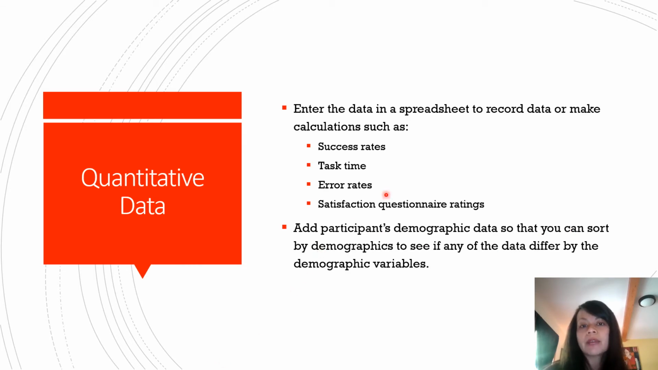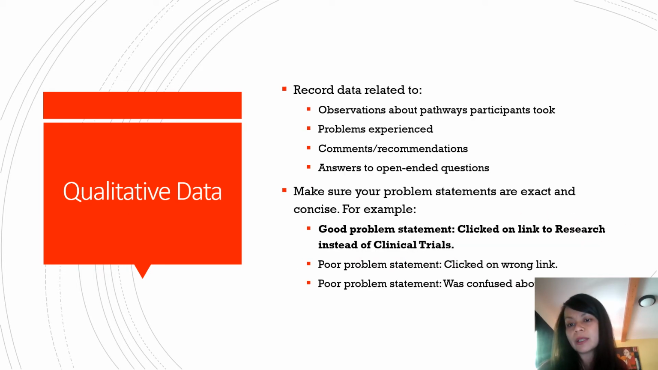I would like you to enter the data into a spreadsheet to record data and make calculations such as success rates, task times, error rates, and satisfaction questionnaire ratings. Add your participants' demographic data so you can sort by demographics. In this case, it might not make too much of a difference because obviously all the students are in the same age group. If you would like to make it gender specific, you could, but we're testing such a small sample that it wouldn't really be significant statistically. But just note that in real usability testing, demographic data is something that you look at and add.